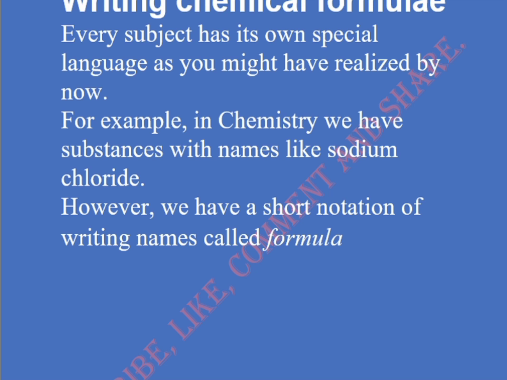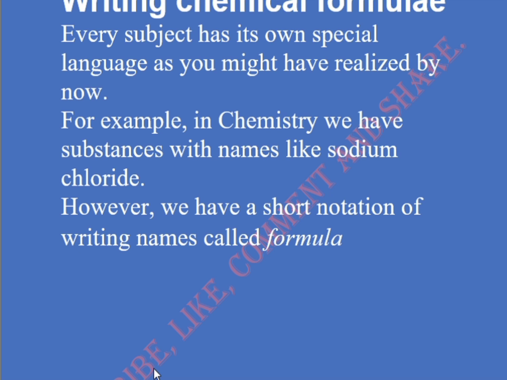For example, in chemistry, we have substances with names like sodium chloride. However, we have a short notation of writing names called formula. The short notation that we use to write those words, we call it formula.